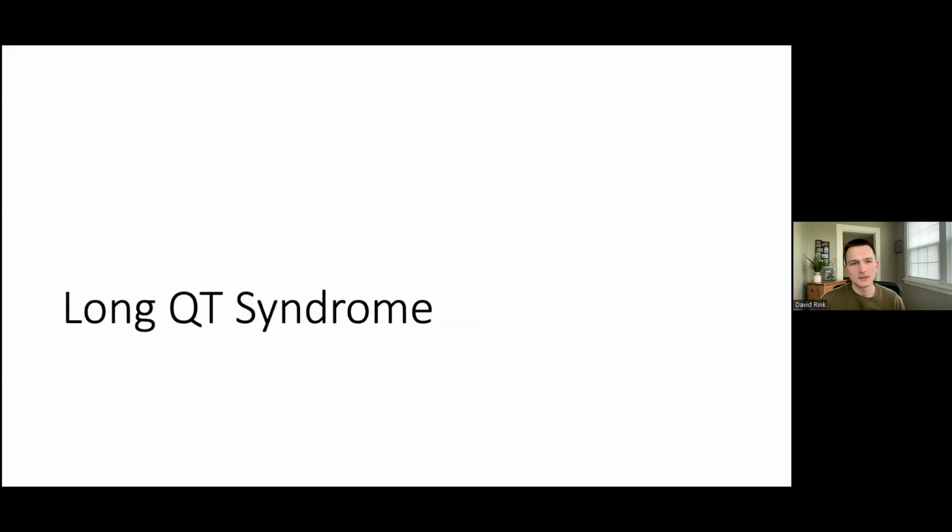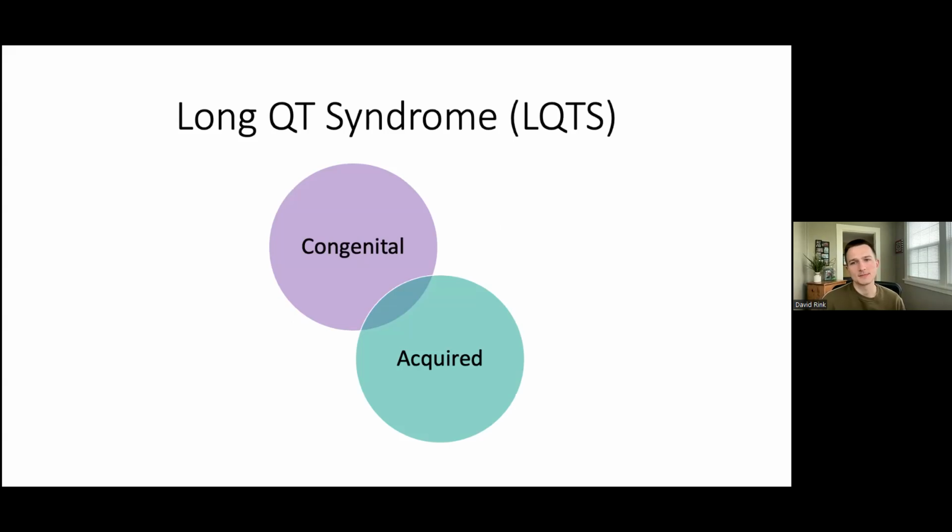We will jump into the actual namesake, so long QT syndrome. So long QT syndrome classically has been divided into congenital and acquired. However, I would say that there is some belief that this represents an artificial dichotomy. So congenital long QT syndrome represents all those individuals who have an identified genetic channelopathy. But those with acquired long QT syndrome who do go on to develop life-threatening arrhythmias plausibly carry some form of genetic predisposition that we just haven't yet identified.